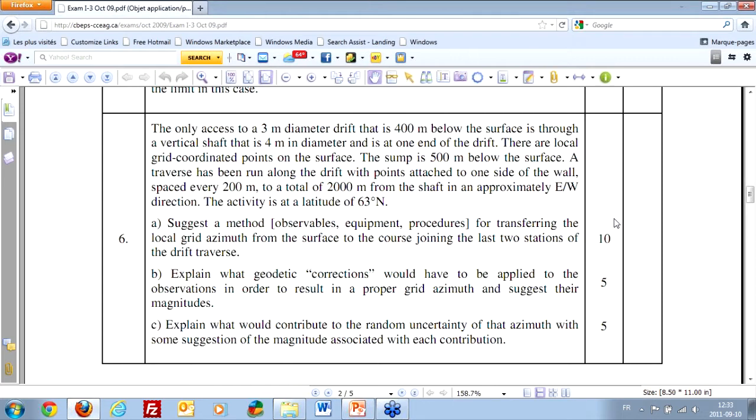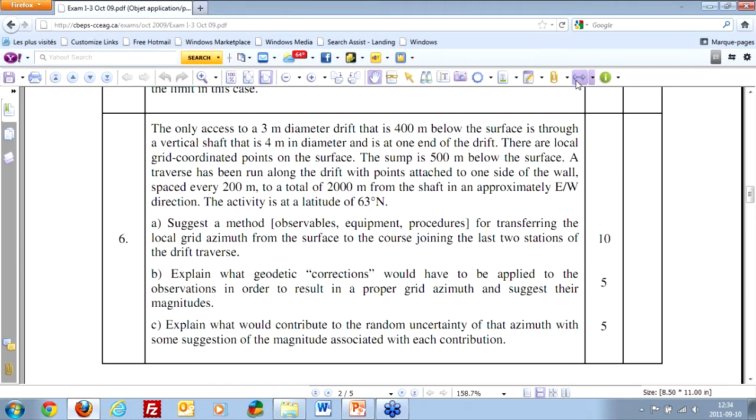We have going along the drift, along one wall of the drift, a traverse with stations every 200 meters, with a total of a progression of 2 kilometers from the shaft, roughly in an east-west direction to the other end, to point 10. And it's done at 63 degrees north. So the first thing is, how do we take orientation from the surface and bring it down into this drift, into this horizontal tunnel affair?